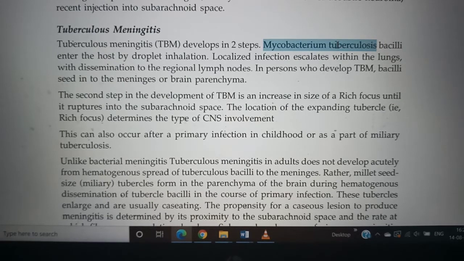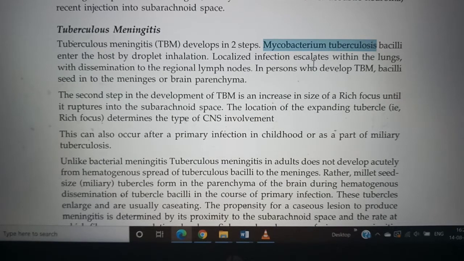Okay, the next step in this is that there is an increase in the size of the focus area, the area where the bacteria multiplies, and it ruptures into the subarachnoid space and it causes a tubercle. Okay, tubercle is like a collection of this bacteria which is like a focal area, and this determines the type of CNS involvement, because the place where it is located and the extent of damage, all this can cause differing symptoms in different people.